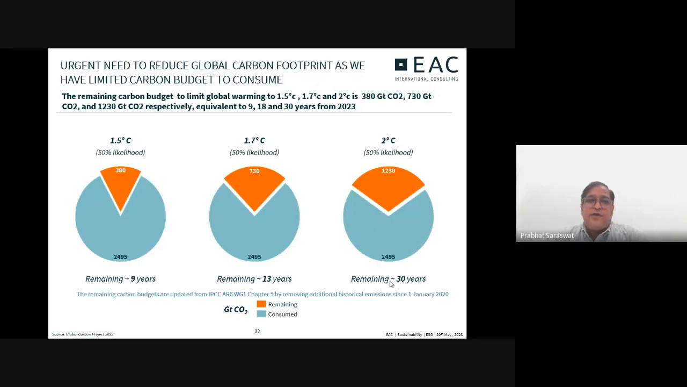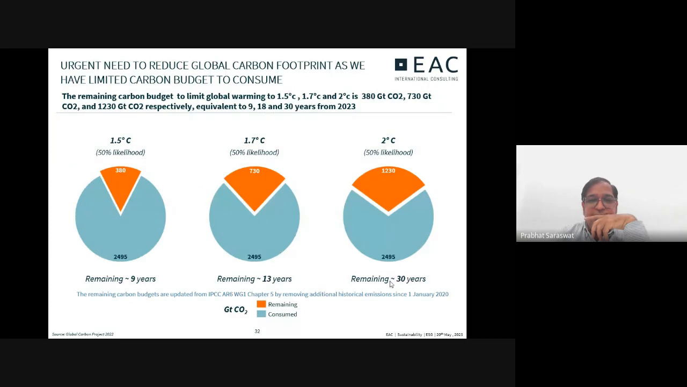Accordingly, based on science-based calculations, we have a certain budget from now. How much maximum GHG can we emit? We have a budget of around 380 gigatons of GHG emissions if we want to keep the temperature rise below 1.5 degrees centigrade, with 50% likelihood. Then 730, and maximum 1230, but the temperature rise will go beyond 2 degrees centigrade in such a scenario. So these are the carbon budgets. We have to play within that budget like our family budget. We have to spend accordingly, wisely and judiciously.